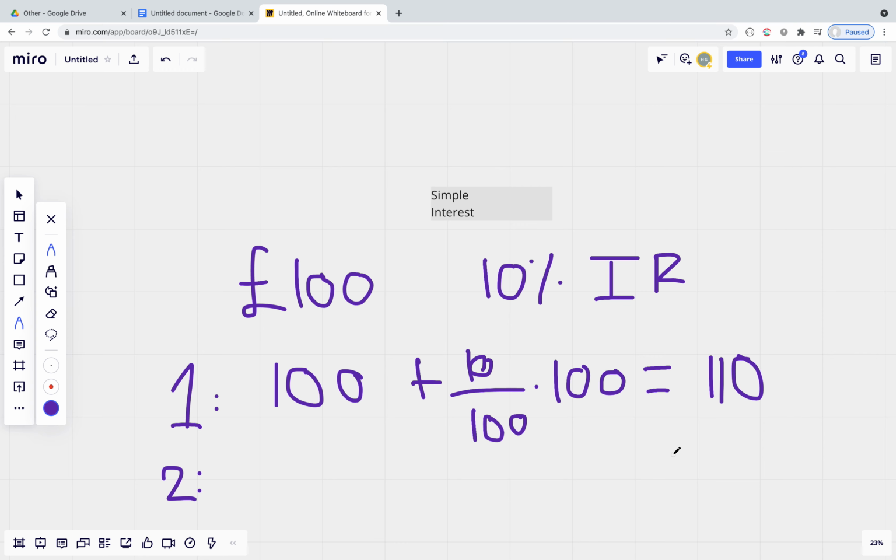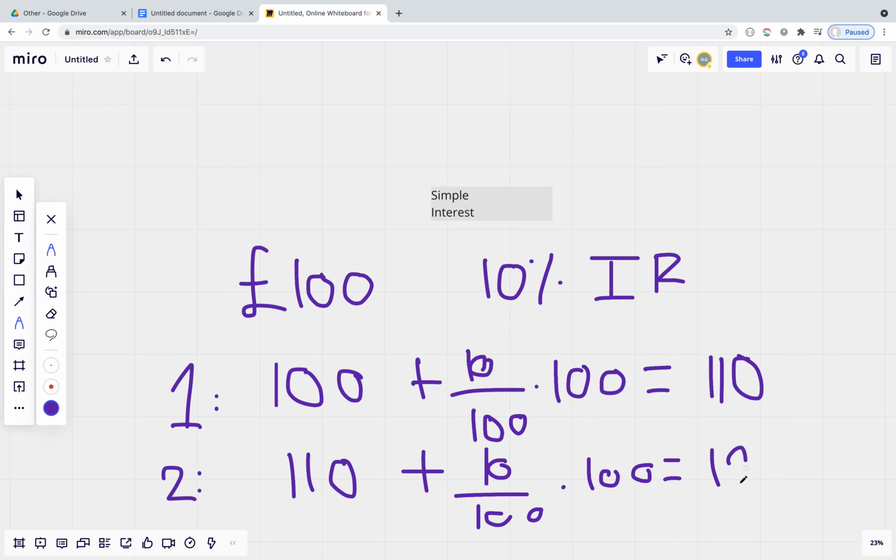After 2 years, you'd owe me the £110 plus 10% of the original £100, okay, which is £120. And that, in essence, is all there is to simple interest. It's just adding an extra R% of the original amount, which is also known as the principal value, to how much you owe after each year, right?